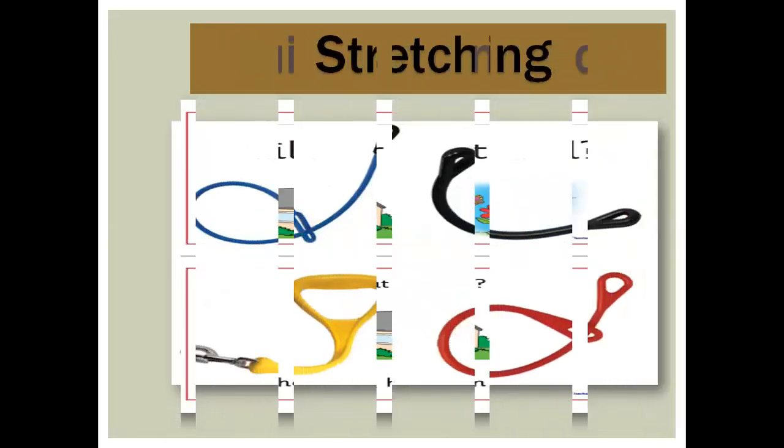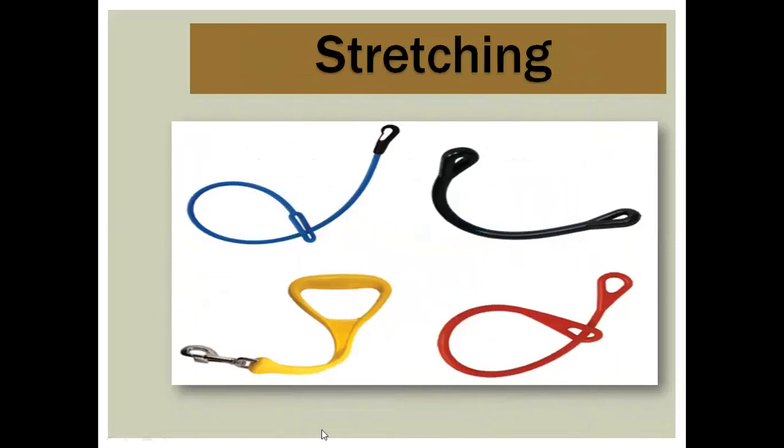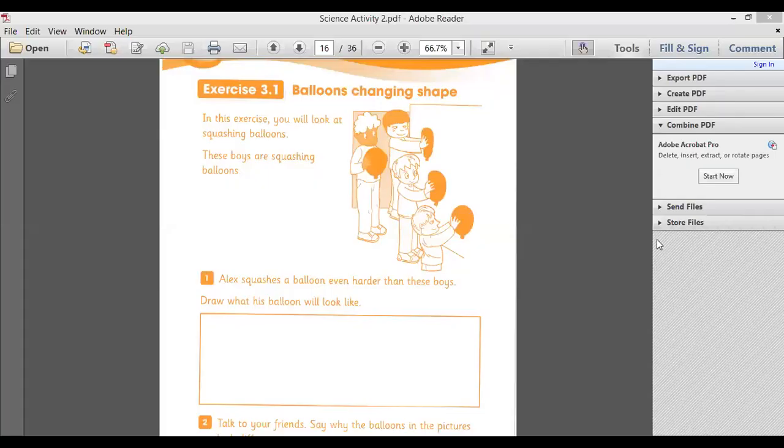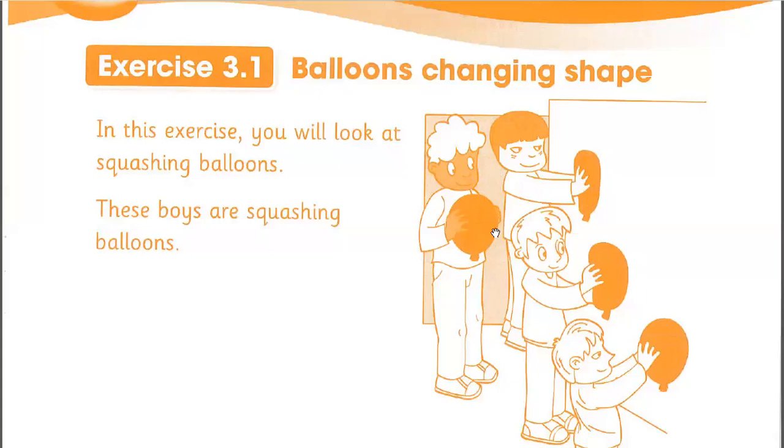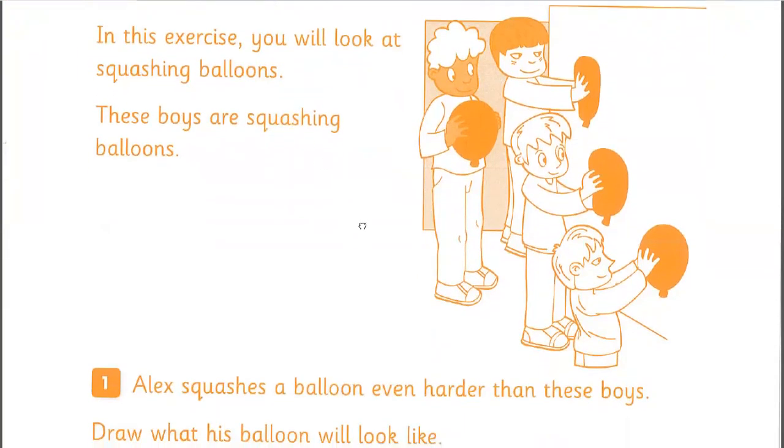So before going further, we are going to open our activity books and let's discuss the answers on the activity. When you open your activity book, page number 16, you can see balloons changing shape. In this exercise, you will look at squashing balloons. What are the boys doing with the balloons? They are squashing the balloons on the wall. These boys are squashing balloons.